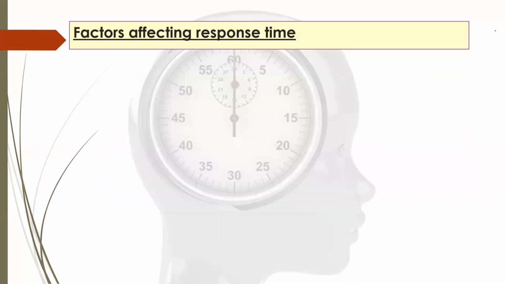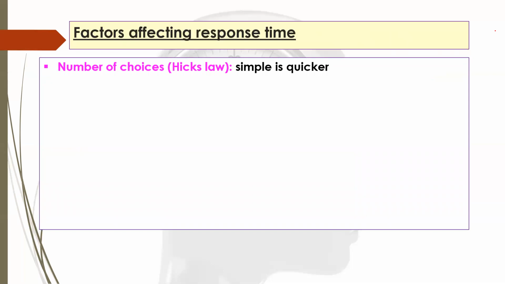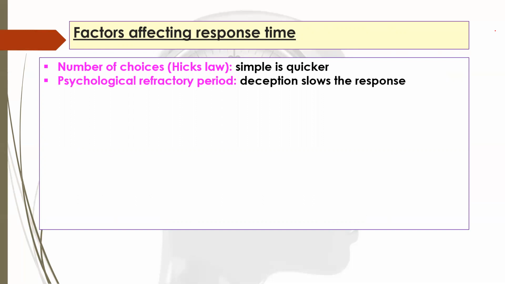And we'll just go through them. So the number of choices, as I said, Hick's law: simple reaction time is quicker than choice reaction time. More choices is a slower response. The psychological refractory period, so that deception slows the response down, whether it's a net cord that's essentially a kind of an unintentional deception.